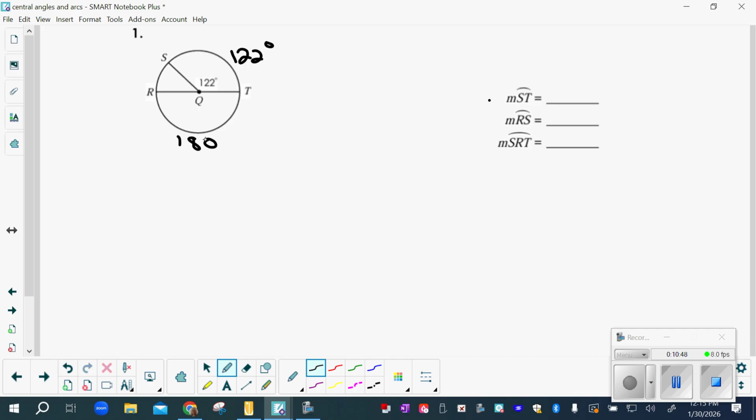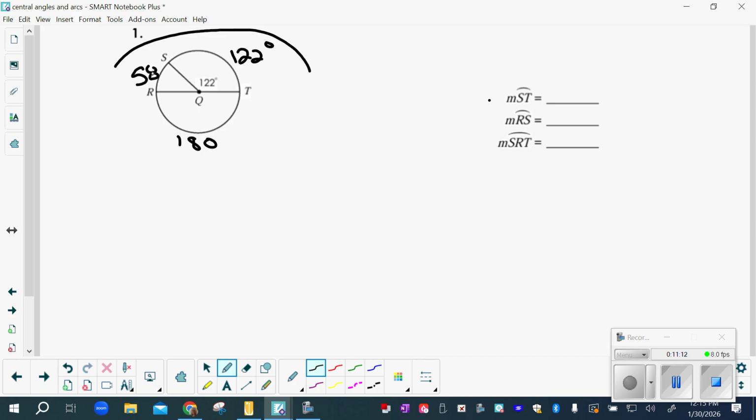Now, yes, because I know this is 122, and I know this whole half is 180, I'm going to use my little calculator and get rid of that 122, and I am left with 58. Now we head over here and watch how easy it is.